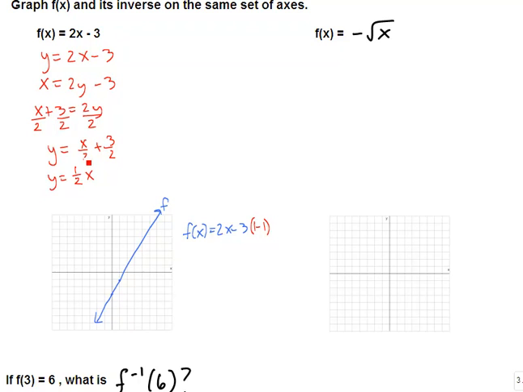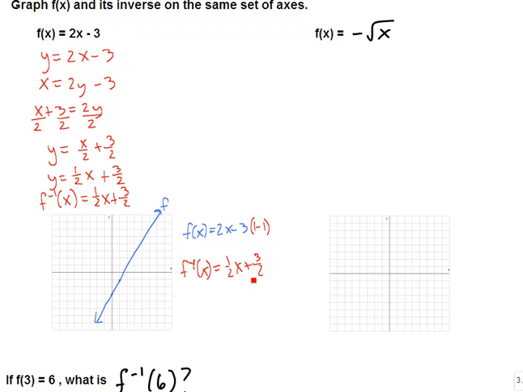That 2 in the bottom is like a coefficient of 1/2 out front. Why am I thinking of it this way? Well, if I replace this y with that inverse function notation, so f inverse of x, then this rule that we just ended up with, 1/2 x plus 3/2, is a line back again.